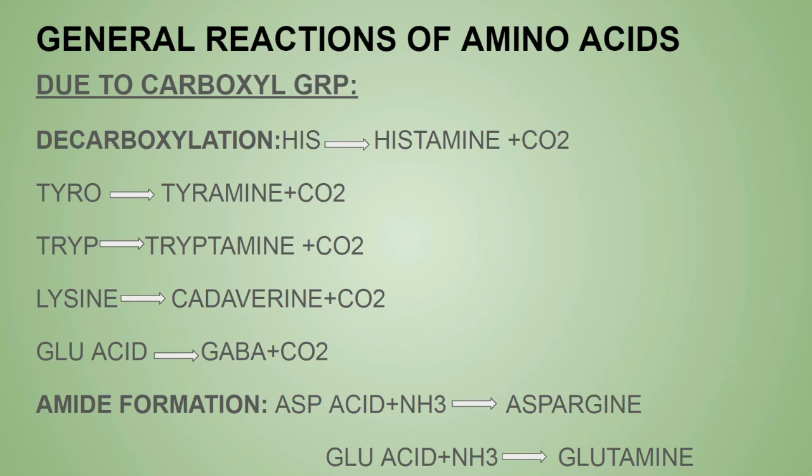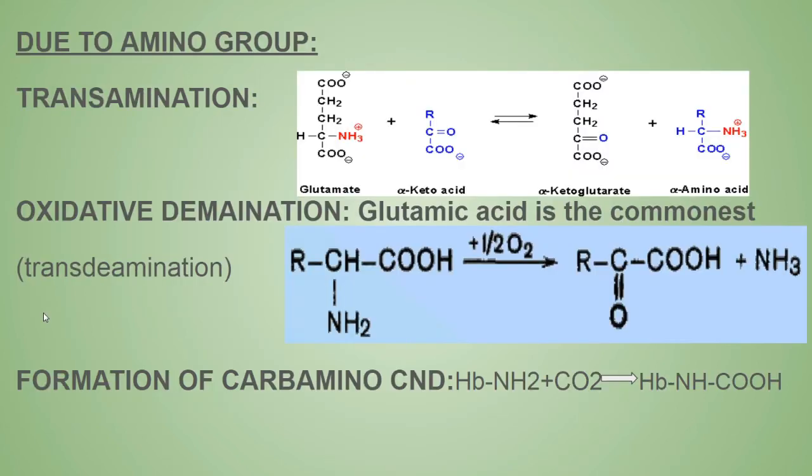Now the amide formation. In this, the monoamino dicarboxylic acids are mainly used: aspartic acid and glutamic acid. When an amino group is added, they will form amides, that is asparagine and glutamine. Now, due to the amino group, first of all, transamination. As the name says, transamination means there will be transfer of the amino group of the amino acid. I have shown the figure, this figure.